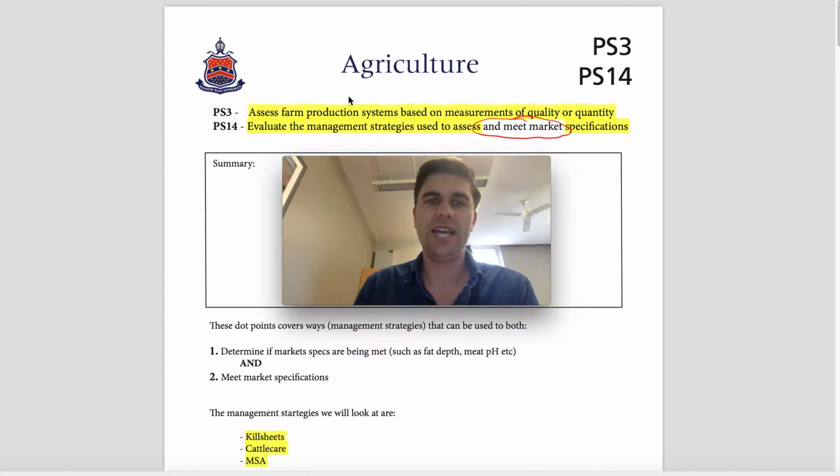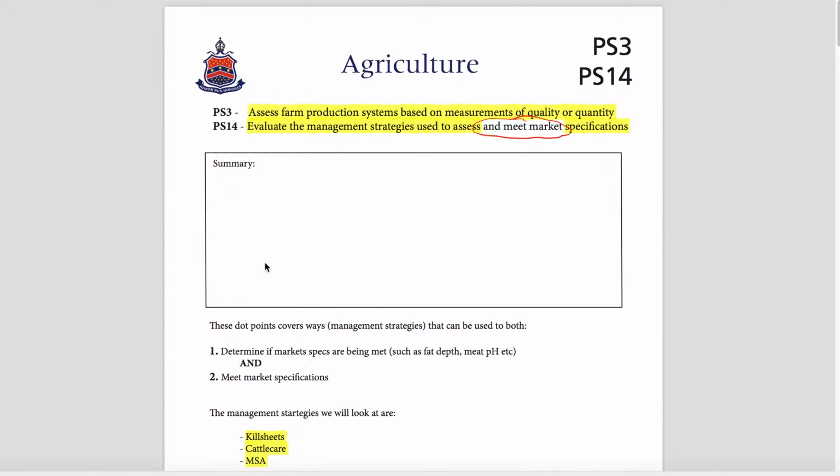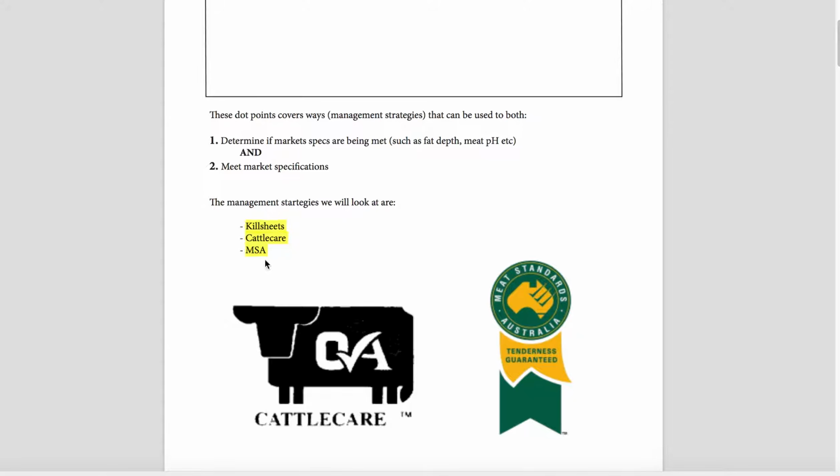So these are related to each other because we're basically using tools to work out how good our quality is, and we need to evaluate them. And then we need to think of strategies to actually meet market specifications. So let's have a look at three of them here. And the three we're going to look at are kill sheets, cattle care, and MSA.